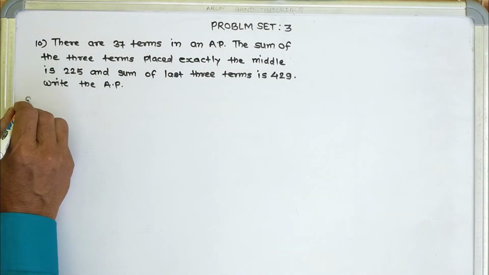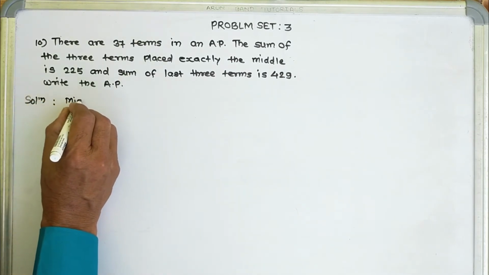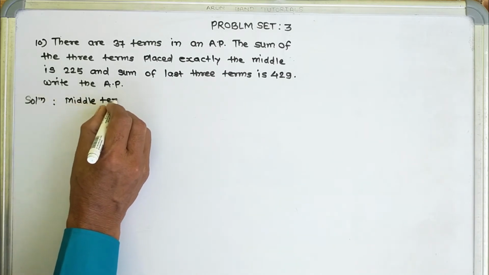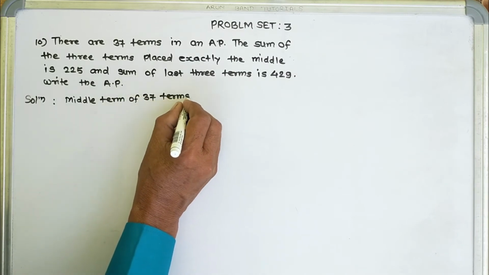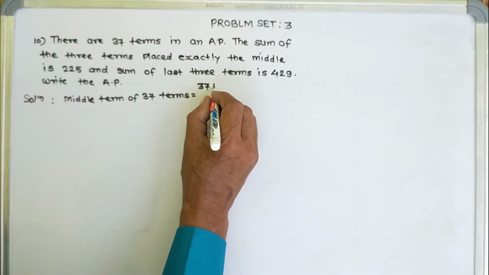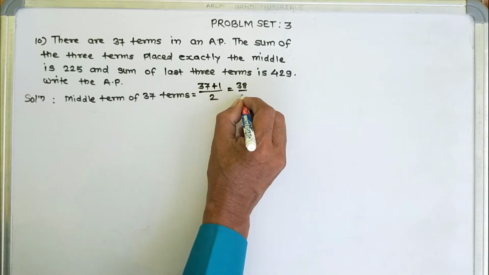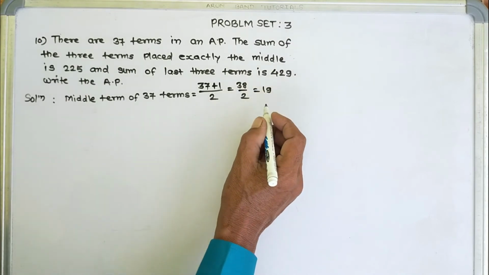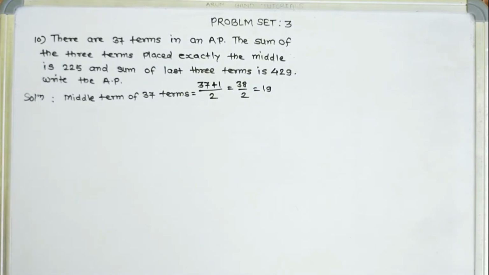So the middle term of 37 terms. There are total 37 terms. 37 is an odd number, so we will add 1 and divide by 2. So this will be 38 by 2, and this is 19. So the 19th term is the middle term. The 19th term is the exact middle term. So the exact 3 middle terms will be the 18th term, 19th term and 20th term.